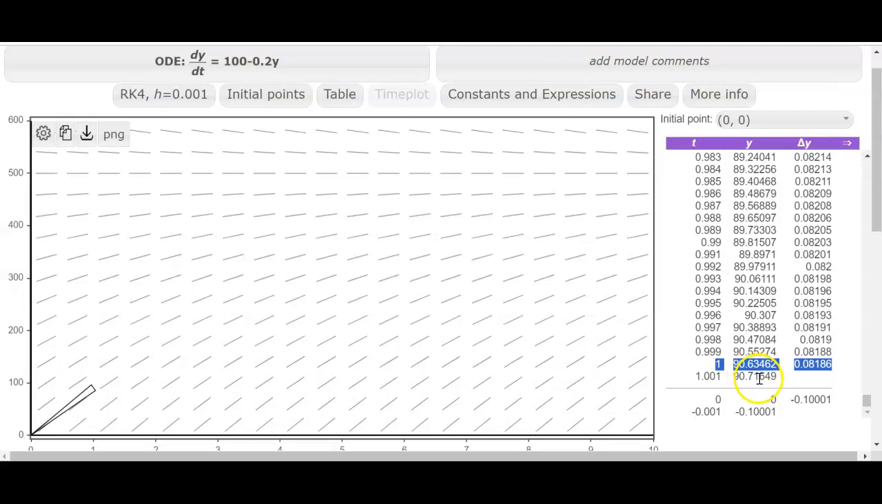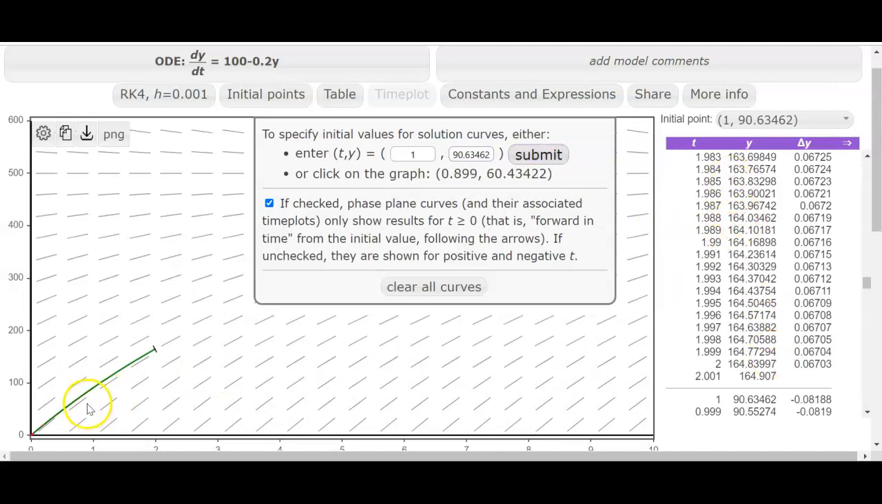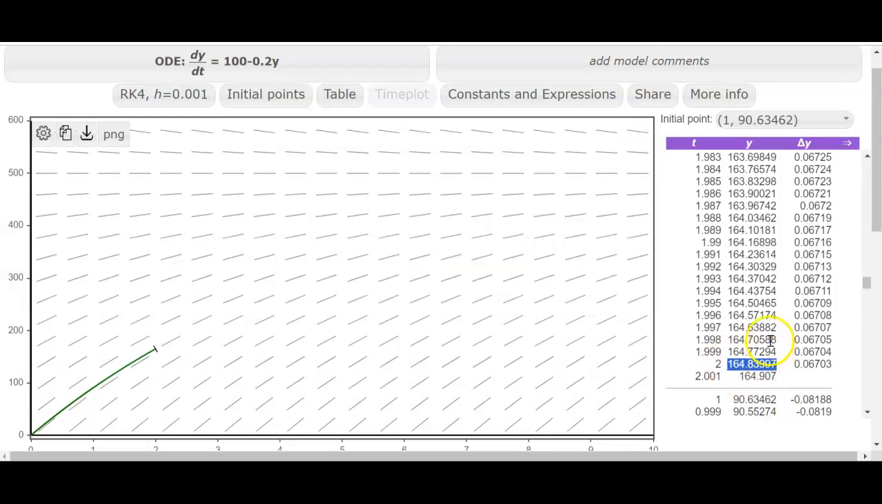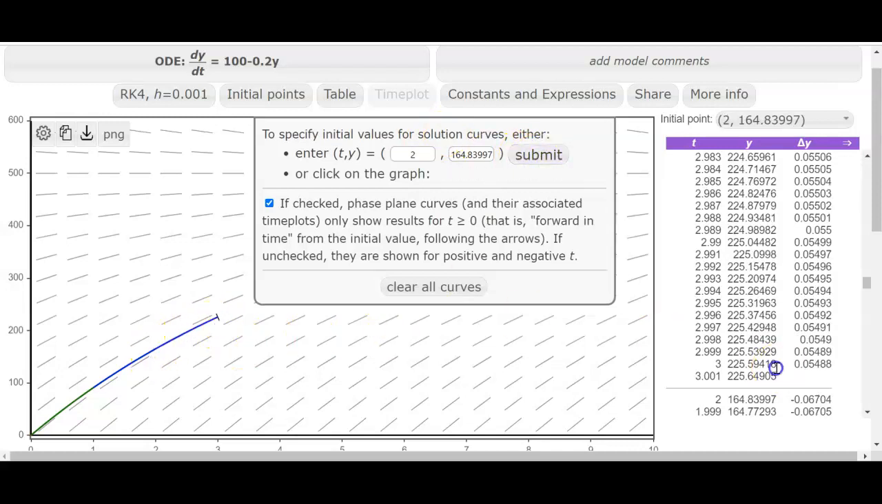Well, the one way you could do this is plug in this as your initial condition, 1 and 90.63462, and kind of do this in steps. Not like step size, but in steps. Now change your initial point to be 1, comma, what it is at time 1, and submit that. And that, notice, will just generate now from 1 to 2. And then you can grab your time 2 value, plug that in for the new y value, time 2 for that corresponding point, submit that, and you can see that it'll just kind of continue going.